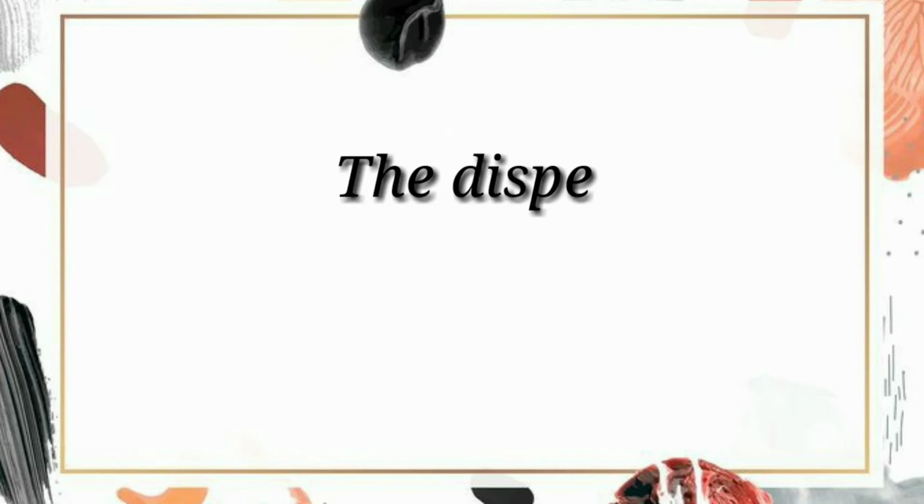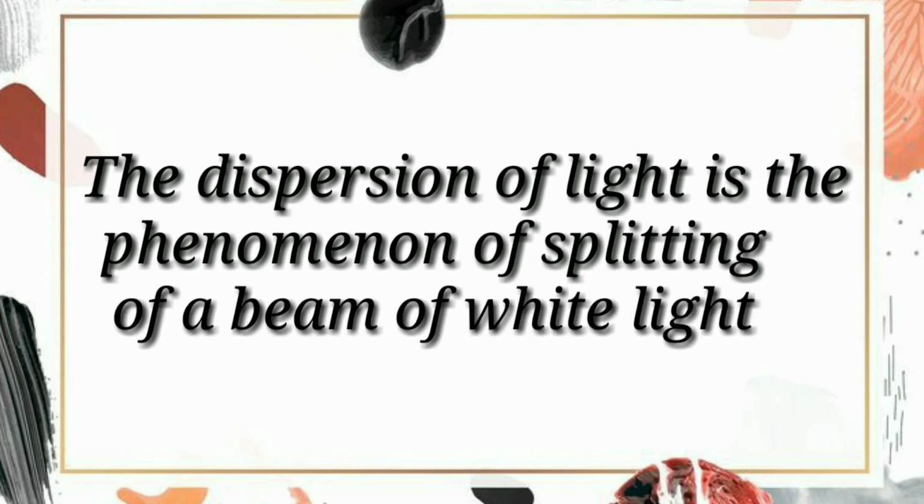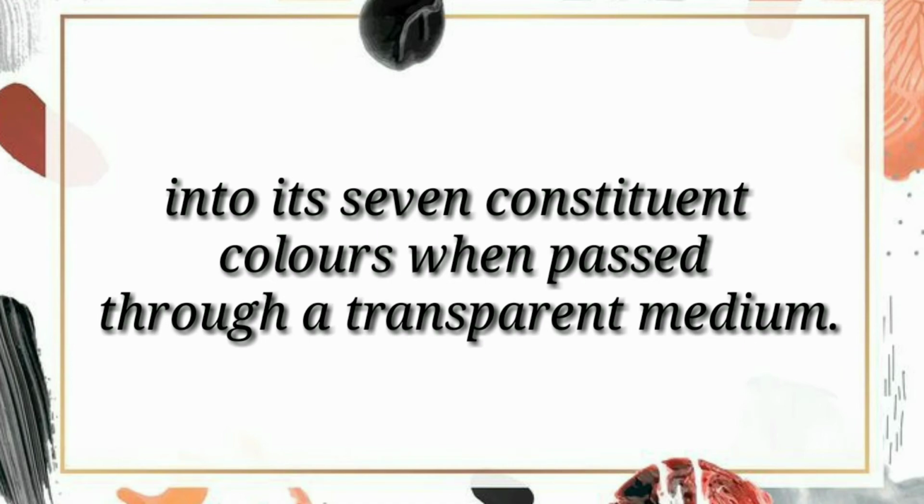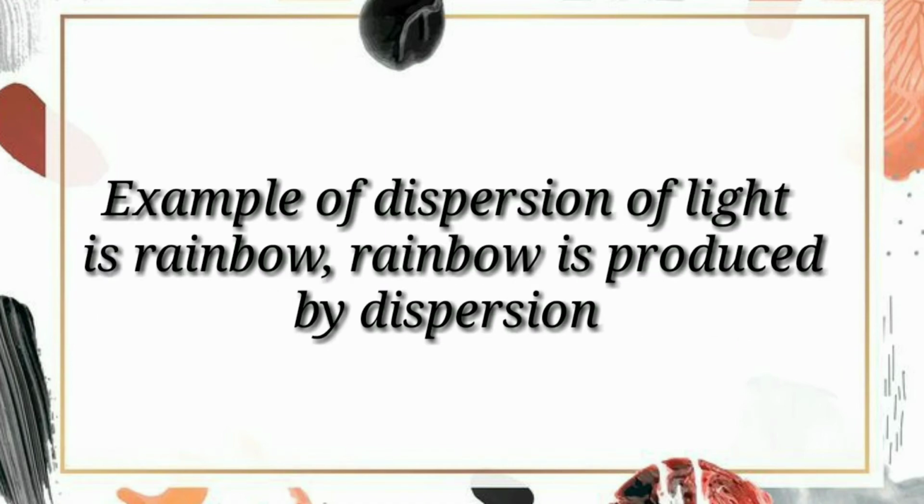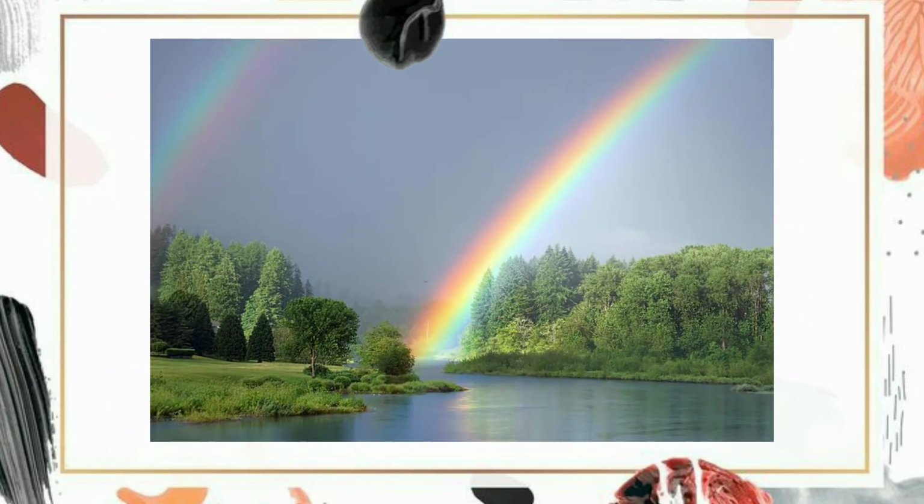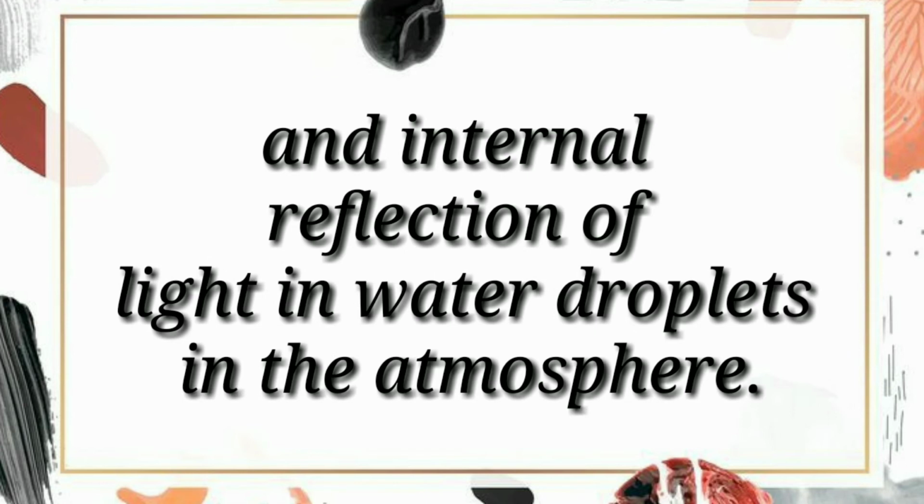The dispersion of light is the phenomenon of splitting of a beam of white light into 7 constituent colors when passed through a transparent medium. An example of dispersion of light is a rainbow. A rainbow is produced by dispersion and internal reflection of light in water droplets in the atmosphere.